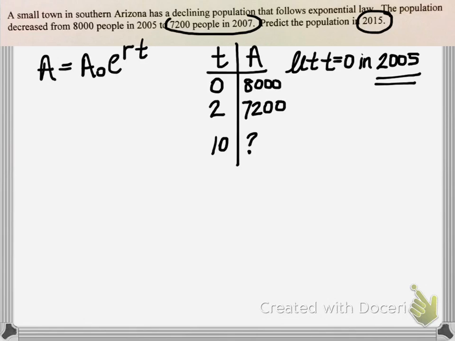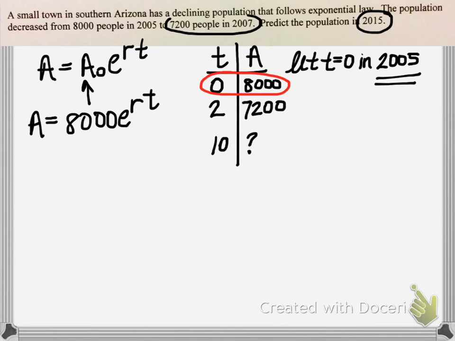So we start off with our model, and we notice immediately that at a time 0, we have 8,000 people. That's our initial value. So that's going to be our a sub 0. So we can input that value, which will give you a is equal to 8,000 e raised to the rt power. So we still don't know the r value. We don't know our relative decay rate.